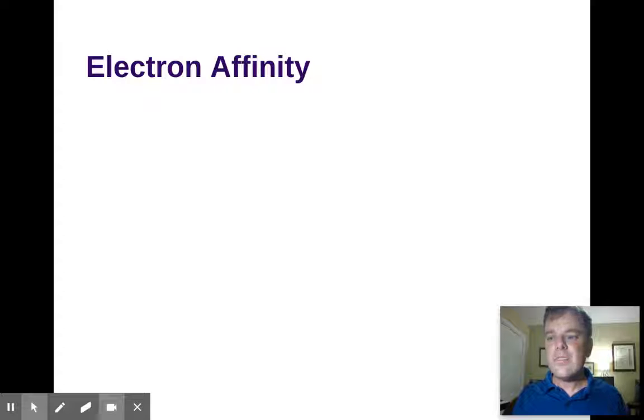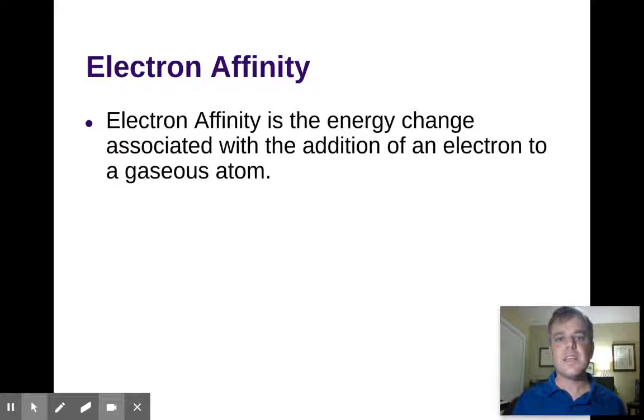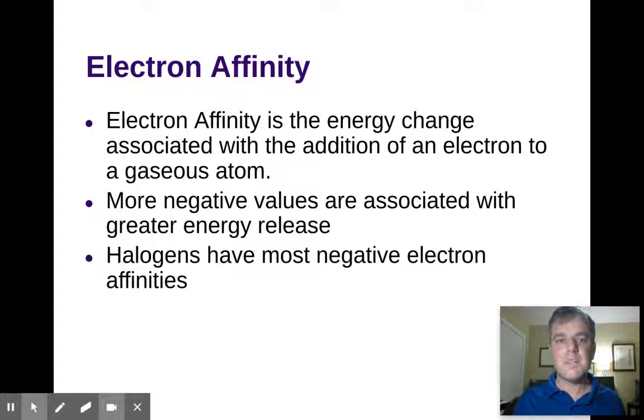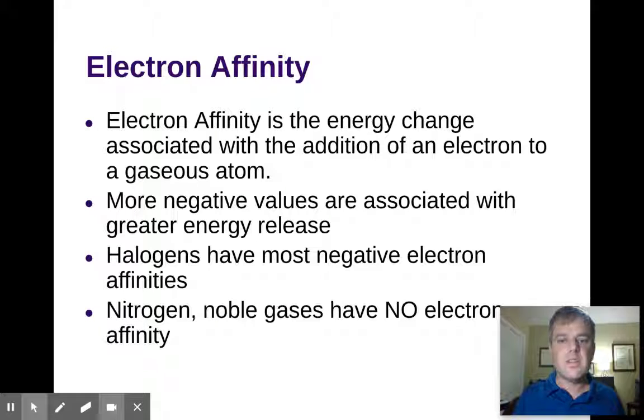And then this last one, it's really hard for them to ask questions about this because there's not a predictable pattern. This is electron affinity. It's the energy change associated when you add an electron to an atom. More negative values are associated with greater release of energy when you put an electron into an atom. The halogens have the most negative electron affinities. They release the most energy when you stick an electron in them. That should kind of make sense. But then nitrogen has no electron affinity. Same with the noble gases.